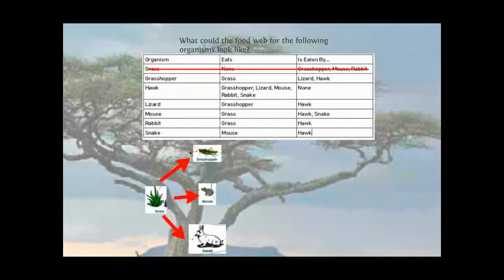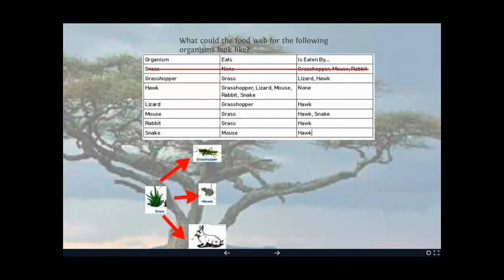Now, I've got a lot of organisms on my food web that haven't been checked. I've checked the grass, but I still need to check the grasshopper, the mouse, and the rabbit. So you can pick anyone to go with. In this case, I have not checked my grasshopper, so I'm just going to start with him. So my grasshopper, and again, I'm going to use the is eaten by column: lizard and hawk. So let's just move left to right here.